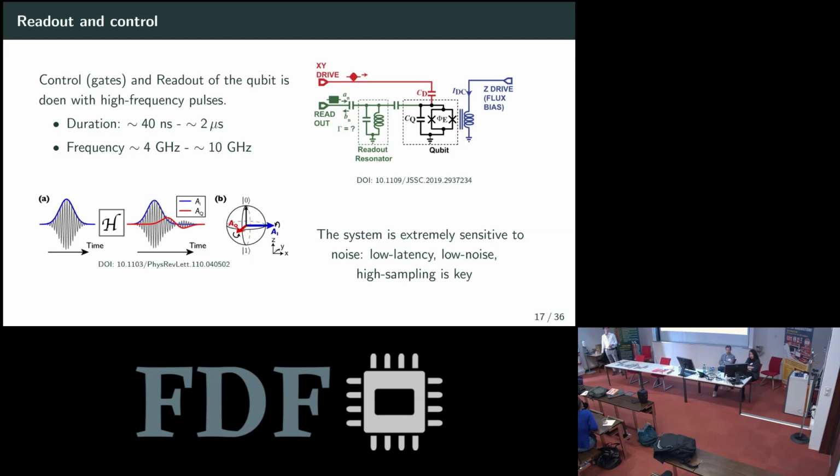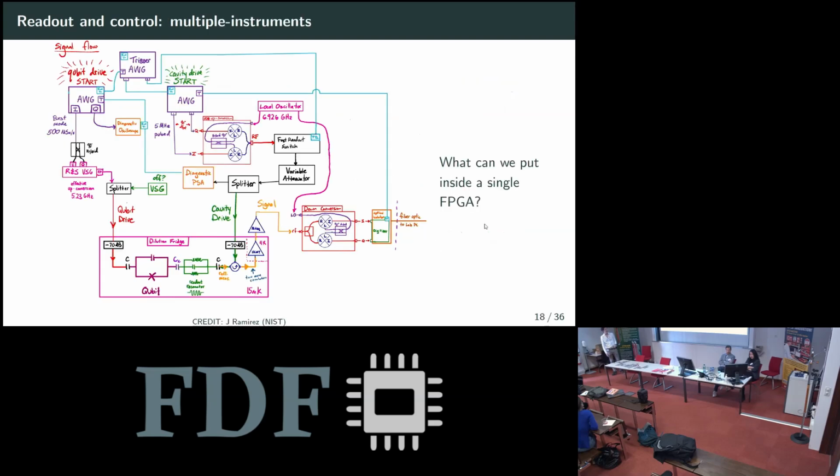And this is also important because in a standard system, without the use of an FPGA, it becomes very fast very complex. This is just the scheme for the control of a single qubit. And it involves 3 arbitrary waveform generators, 2 local oscillators, and some IQ mixers for up and down converting.